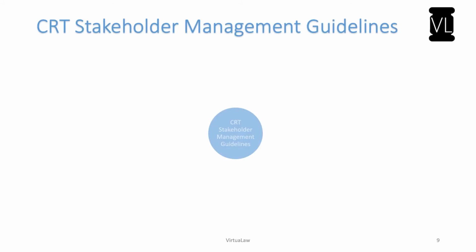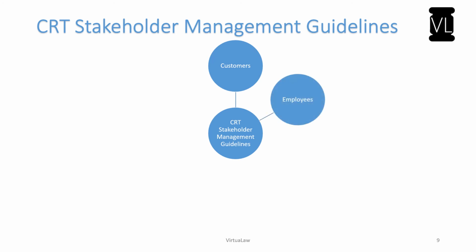So CSR stakeholder management guidelines take into picture various stakeholders, let us say customers. As far as the customers are concerned, the guidelines stipulate that you shall provide high quality products and services to your customers and should ensure that the health and safety of customers is protected throughout the product's life cycle. Then the employees, so you should compensate them adequately for improved living standards. Healthy and safe working conditions have to be provided for the employees.